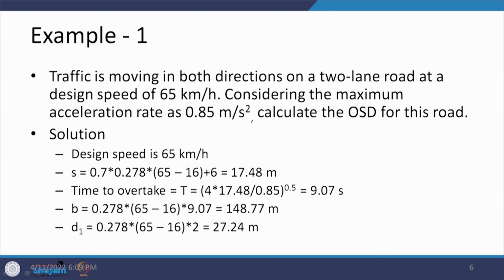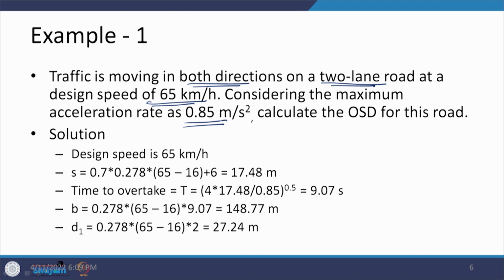We have traffic moving in both directions on a 2-lane road, design speed 65 kilometers per hour, and the maximum acceleration rate is 0.85 meter per second square. We have to calculate the OSD. Now, when the traffic is moving in both directions, it is a combination of d1, d2, d3. Let us look at it.